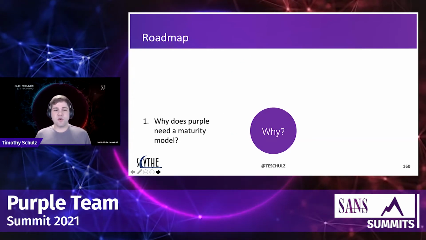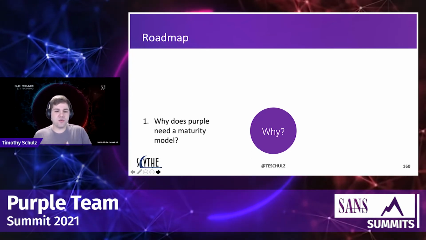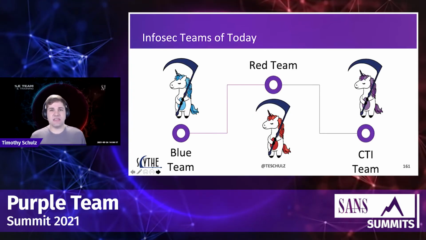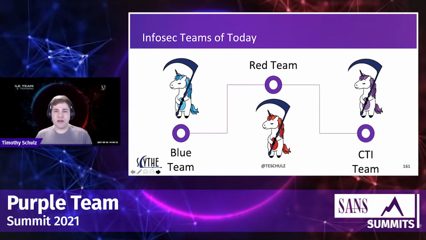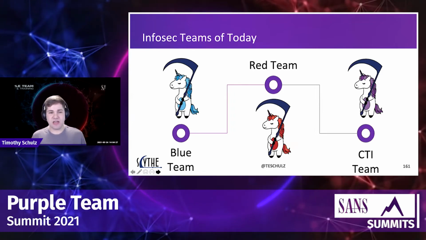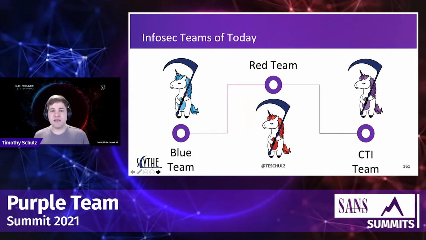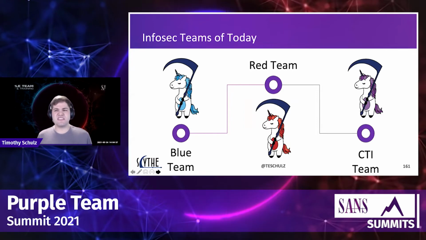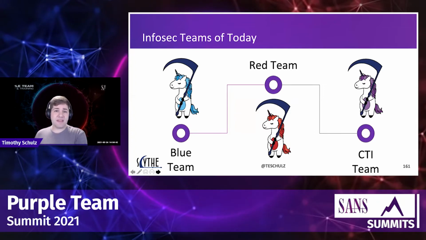So, answering why does purple need a maturity model? I first want to take us a little bit into where we are right now. We have three different distinct teams that, depending on the size of your organization, may all be a few people, or may be completely separate departments that have different chains of command, and they all may report to different managers and people within the company. And so what this has led us to is that a lot of these teams have developed capability, they've developed maturity independently from one another.